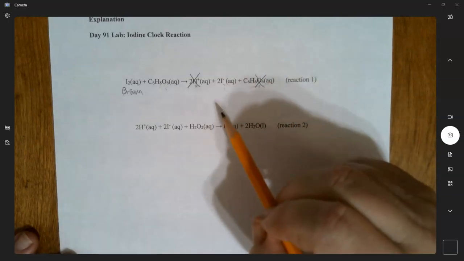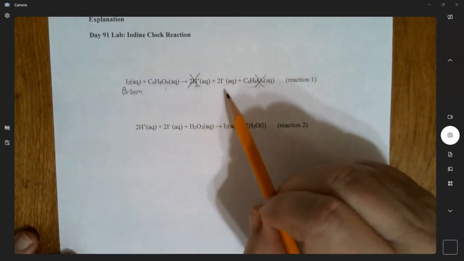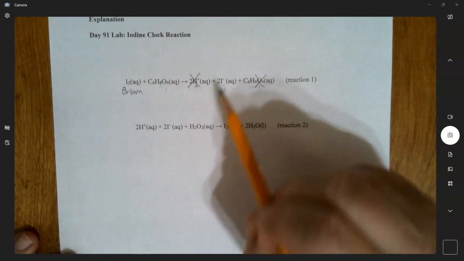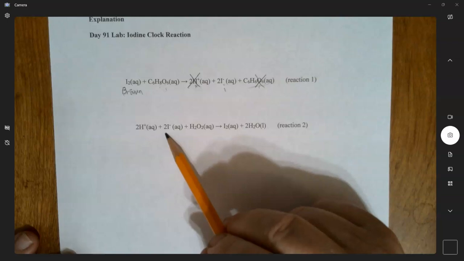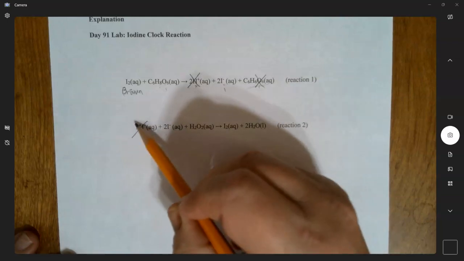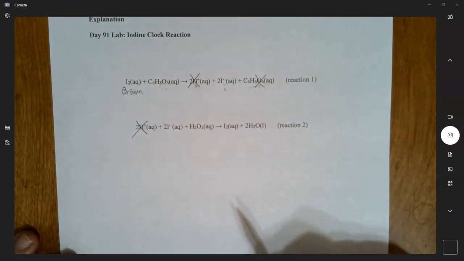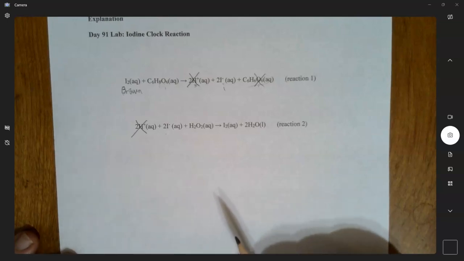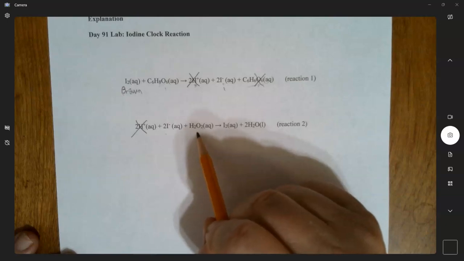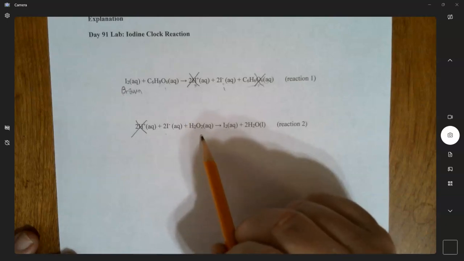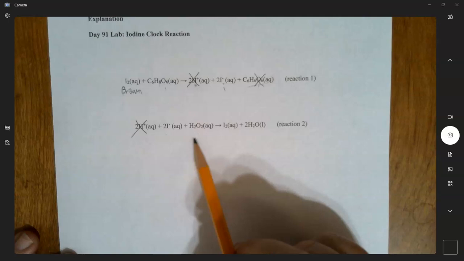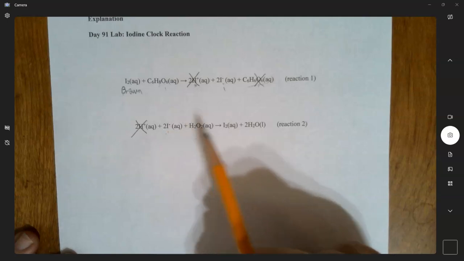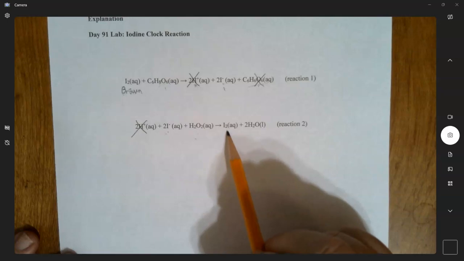Now, what's going to happen is the iodide ions are going to come out of this reaction as an intermediate and down to this reaction. Again, we don't care about the hydronium ions for this. When we get to acid-bases, they'll be the center of our attention. And then you have hydrogen peroxide, and what the hydrogen peroxide does is it facilitates the synthesis of these two iodide ions back into iodine.